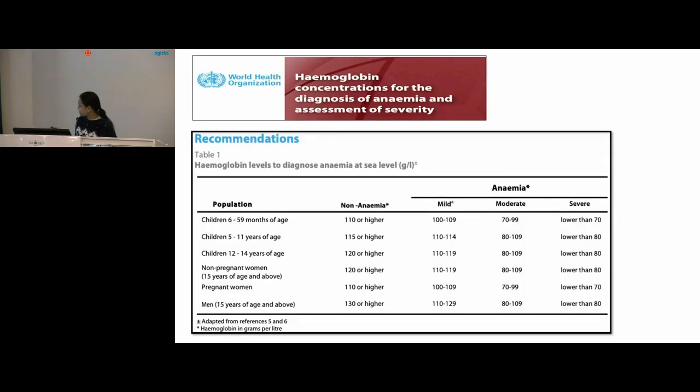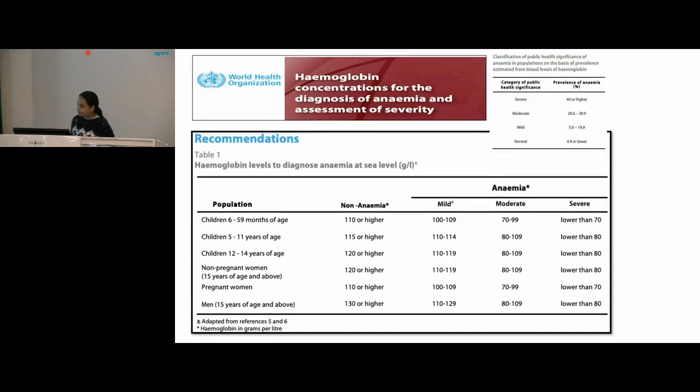So from this we can see that in 6 to 59 months of age, a hemoglobin of less than 11 gram per deciliter is the definition of anemia. And similarly in 5 to 11 years, the cutoff is 11.5 gram per deciliter. And in 12 to 14 years of age, it would be a hemoglobin of less than 12 gram per deciliter.